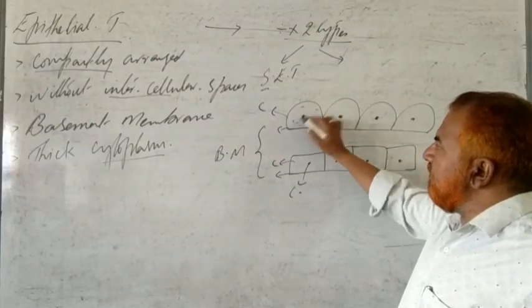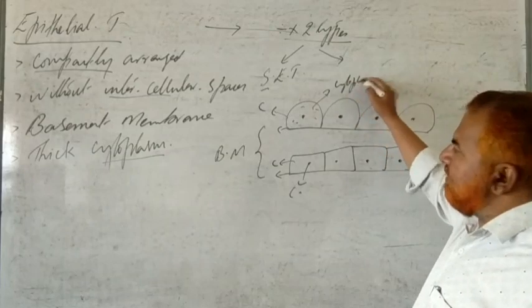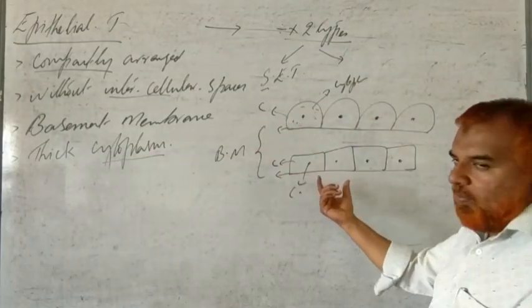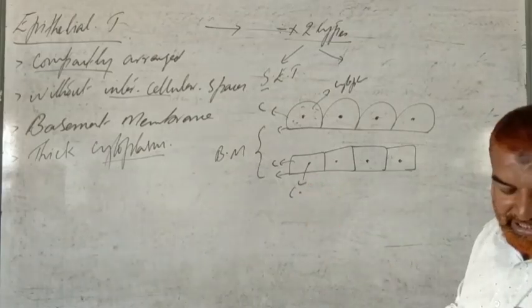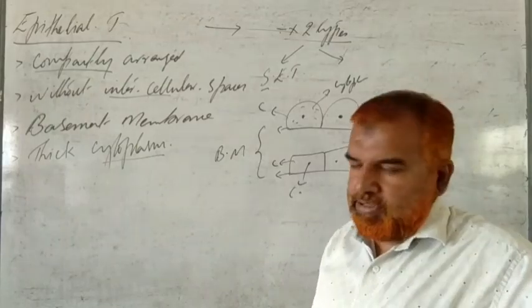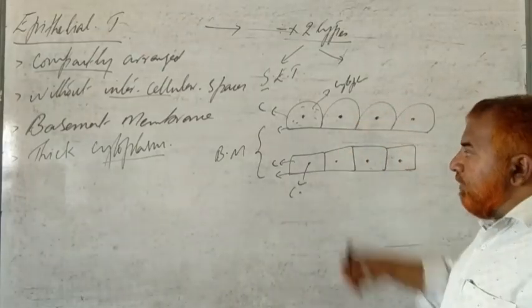Nucleus. Oh, what is here? Cytoplasm. All these points are there. Clear? I hope it's clear. And how are they arranged? They are compactly arranged, tightly arranged, firmly arranged, without any intercellular spaces. So here, this is the epithelial tissue.